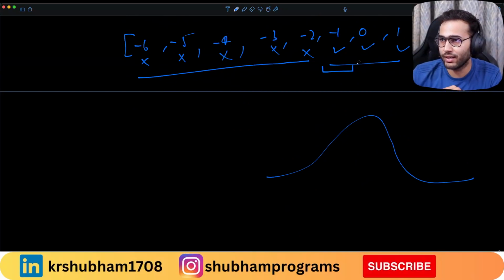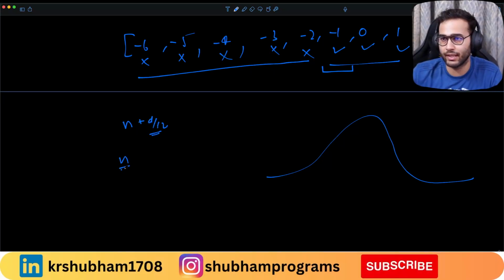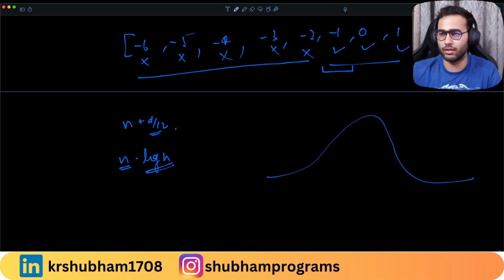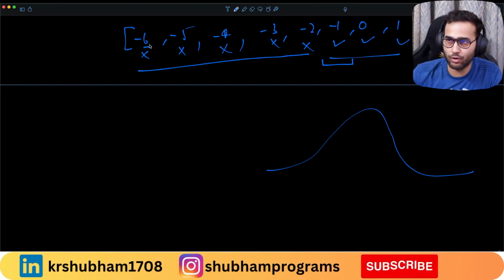The overall array is length n, the sequence is length n, or n plus d by 2, so it will be n anyway. So this will be n times log of n, basically binary search. How is it n log n? Let me explain. What we do is, let's say we have -6 to 4, right?